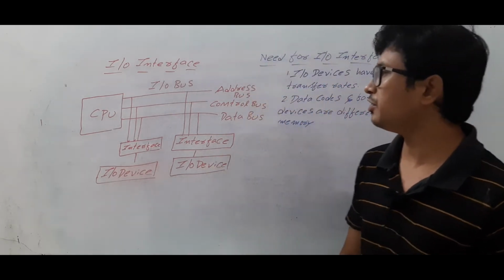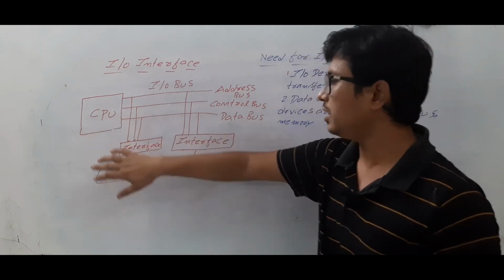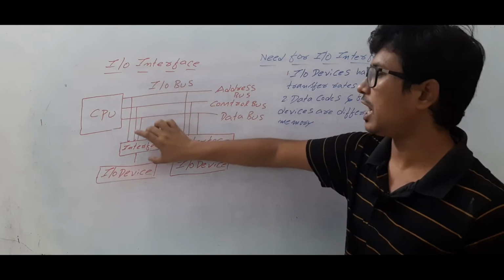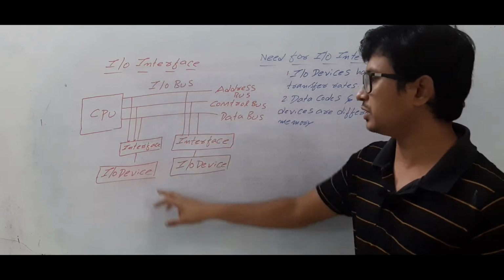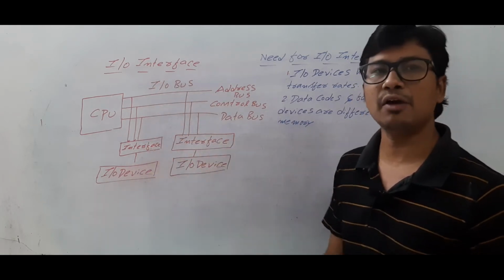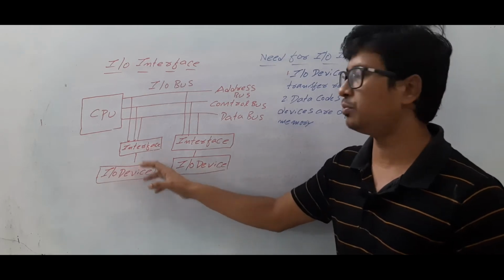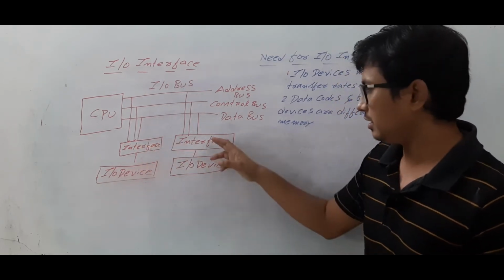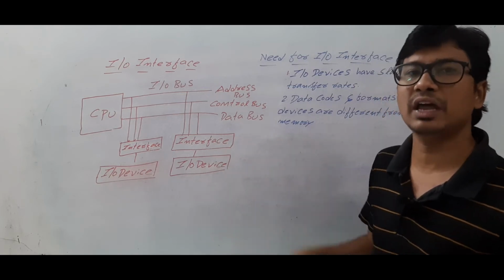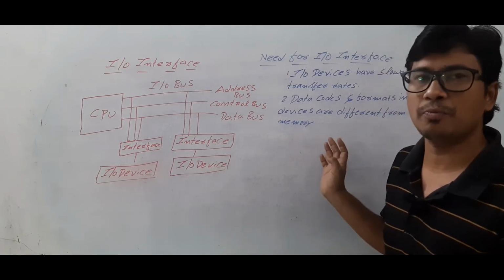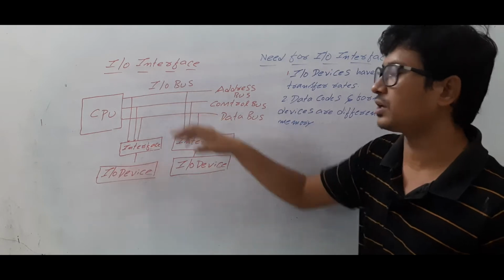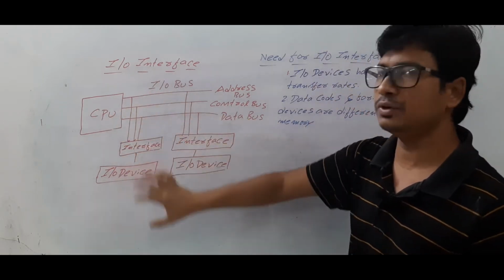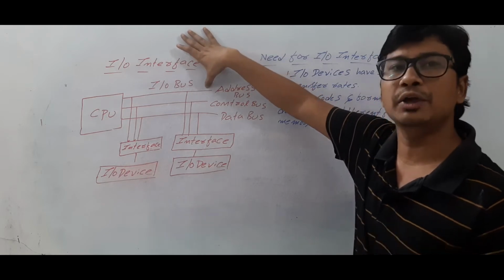Now, if you see, we have a CPU and the I/O devices connected using an I/O bus, and we have an interface. Each I/O device will have an interface. If it is a keyboard, we will have an interface. If it is a monitor, a mouse, or a printer, we will have an interface to connect it. So the CPU is connected with the I/O devices with the help of the I/O bus.